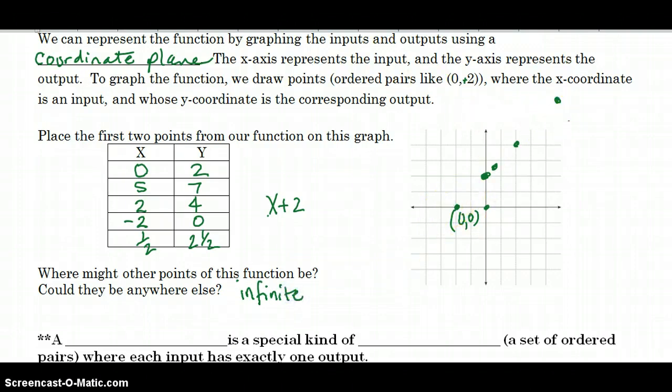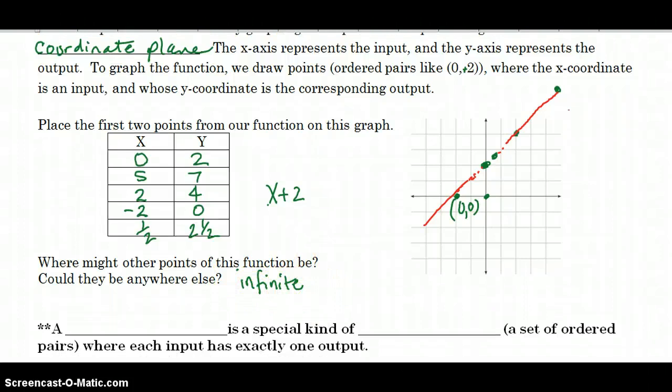So if I go back and get a new color and we had a straight edge and we drew our line, there could be points all along the way here. Some of them whole numbers, some of them decimal, fractional answers. So they all would work.